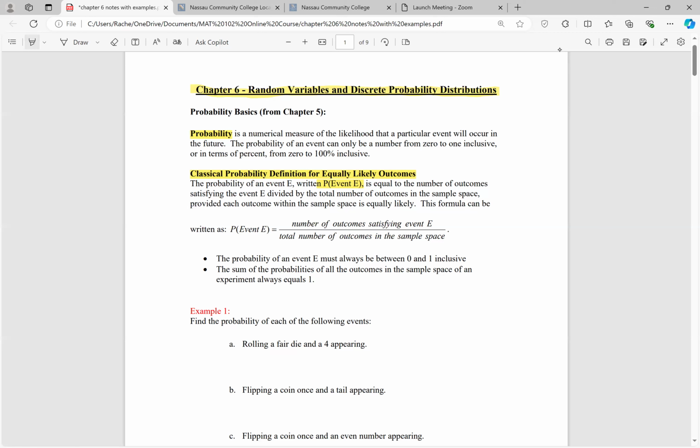So the way we find the probability of an event E when there's equally likely outcomes is we take the total number of outcomes that are in the sample space, and a sample space is just a list of all the possible outcomes, and I'll write that down. So a sample space is a list of all possible outcomes of an experiment.